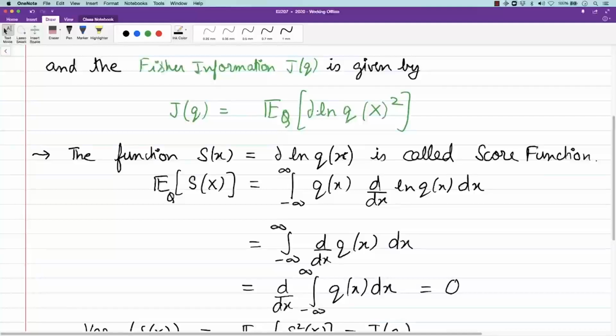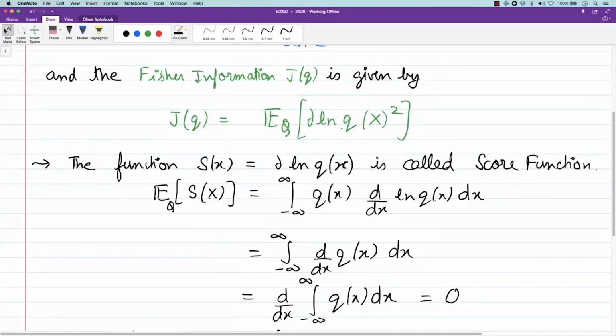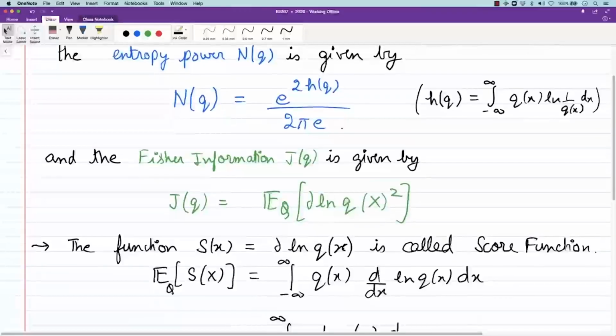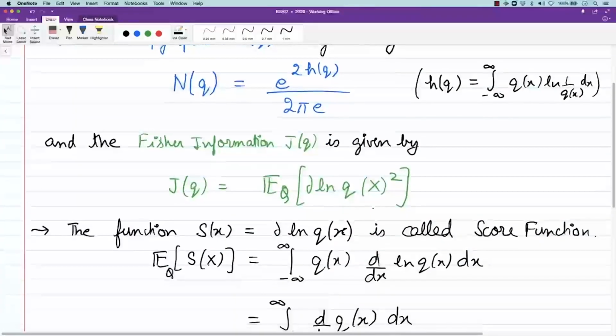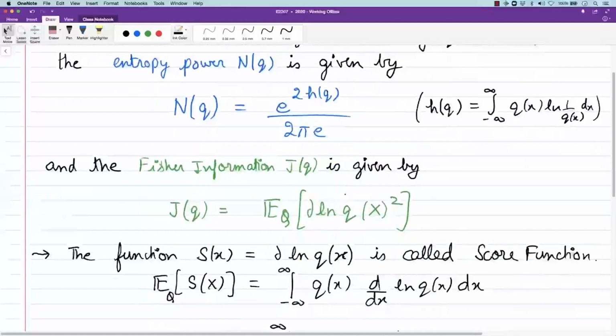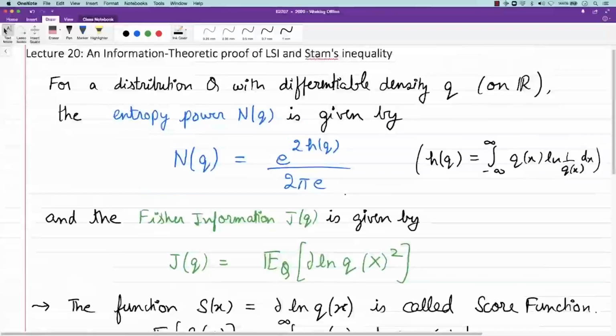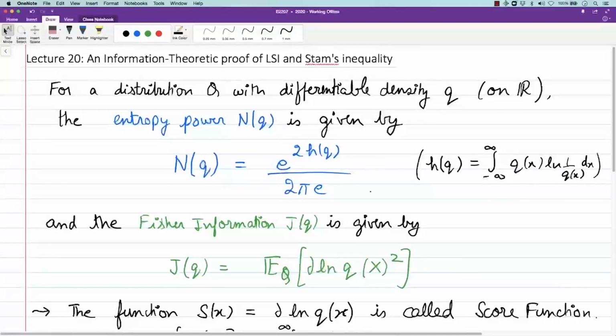There's a lot more geometric meaning that can be given to this quantity, but that's a little bit outside the scope for us. The entropy power, on the other hand, is related to the volume of a large probability set, a set which has large probability under Q. And as I said, it comes up in handling lower bounds for Gaussian coding problems.